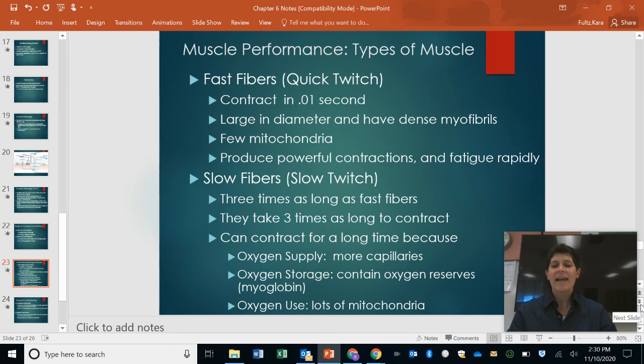The last thing we want to talk about today is the difference between fast and slow fibers. Everybody has both fast and slow fibers inside the body, but they might have different quantities of fast versus slow fibers. So if you look at a really good jumper or a really fast sprinter like Usain Bolt, that person's going to have more fast fibers than your average person.